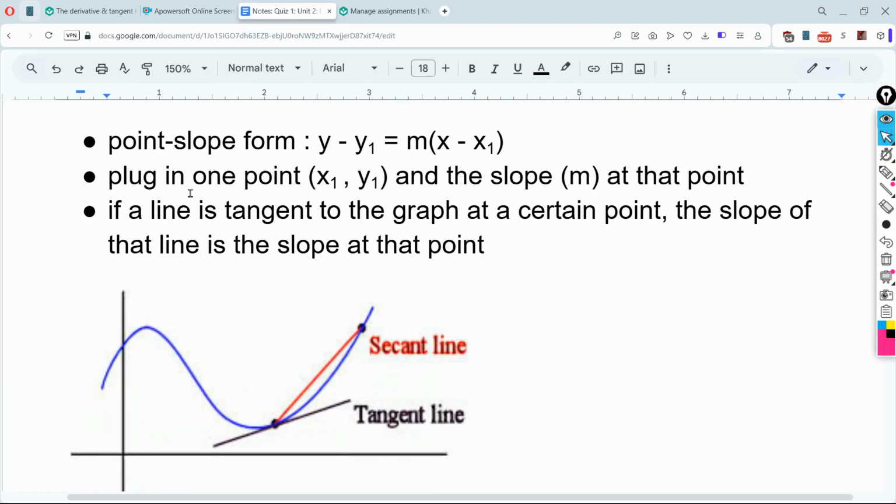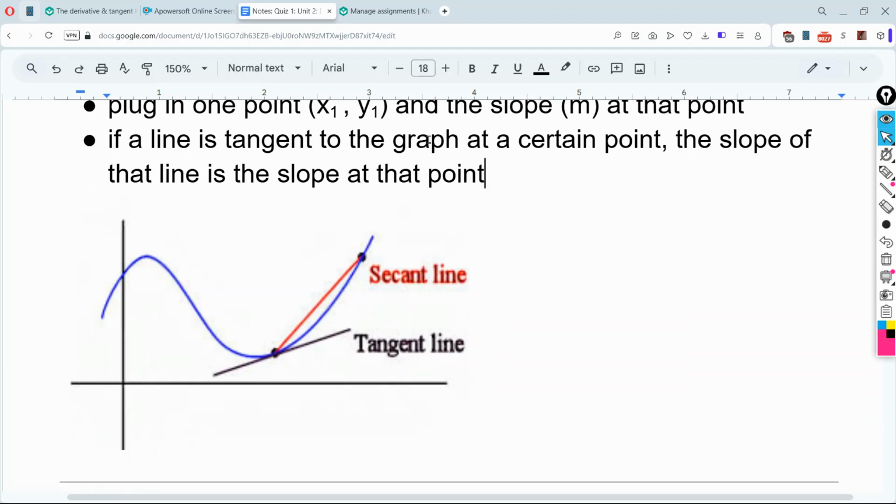All right, so you want to plug in one point, x1 comma y1, right there, and plug in the slope m at that point. So if a line is tangent to the graph at a certain point, the slope of that line is the slope of that point.